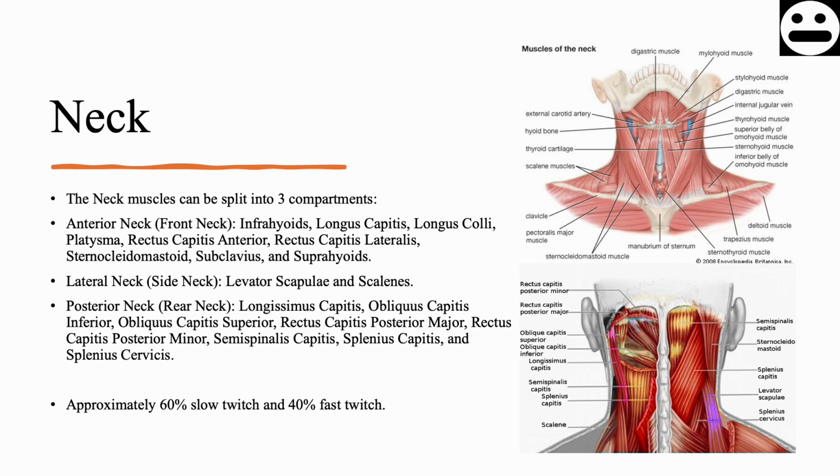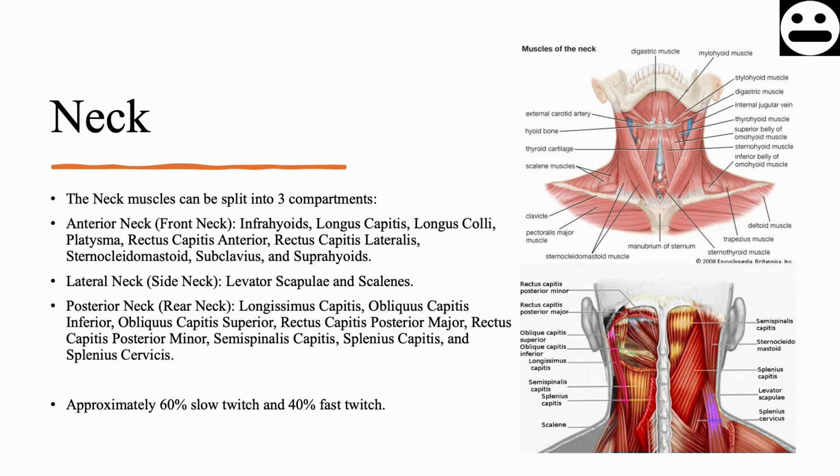Now, the neck is a very complex muscle. It has many other different muscles all in one place. So in my opinion, the best way to view it is to split into 3 compartments: anterior neck, which is the front of the neck, the lateral neck, which is the side neck, and posterior neck, which is the rear neck. And it's a really important muscle to train because it completes the look.